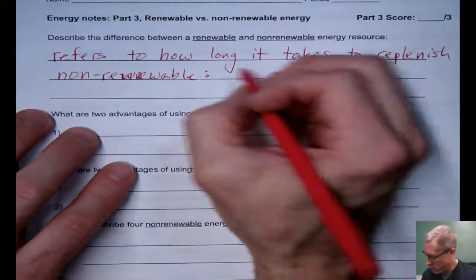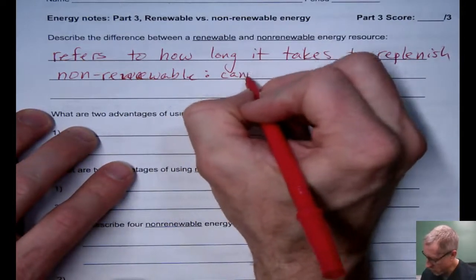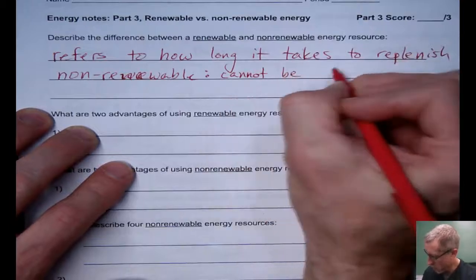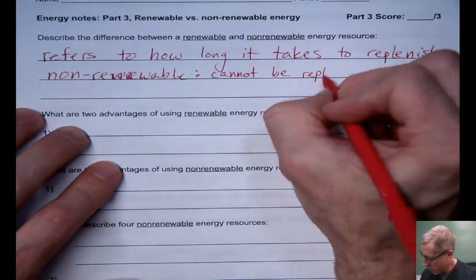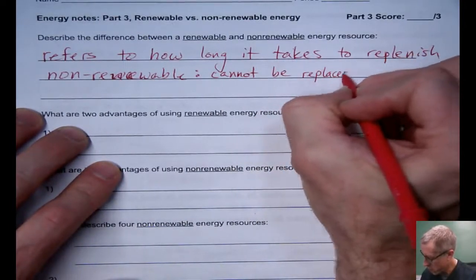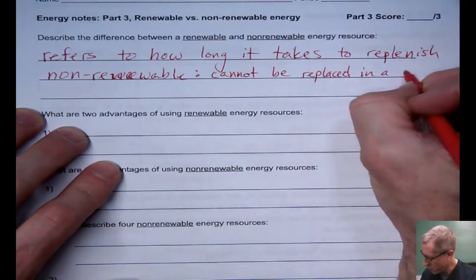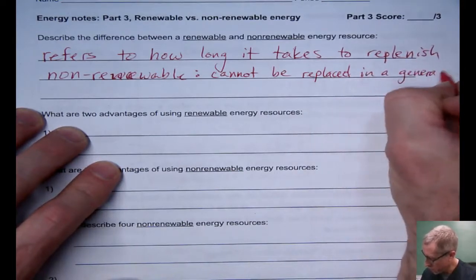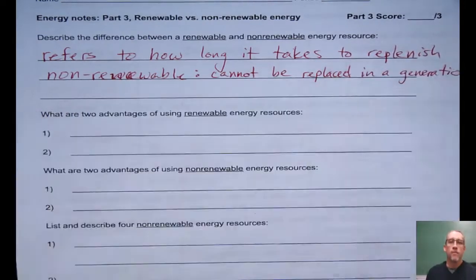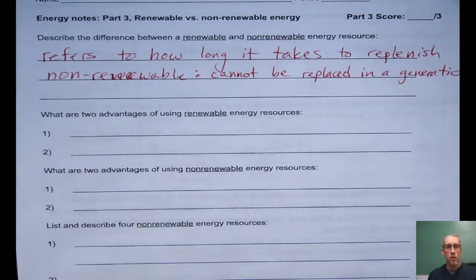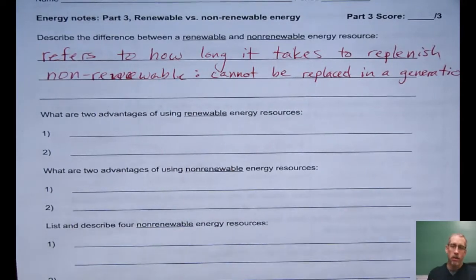Usually this means it cannot be replaced in a generation or the average person's lifetime. So how long would that be? Well, I don't know. You want to maybe say 80 years or something like that. So if it's a resource that we cannot replace within maybe 80 years or so, or we might use maybe 100 as a rough guideline there, then we consider it non-renewable.